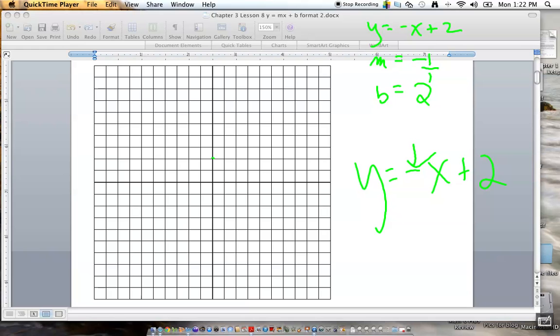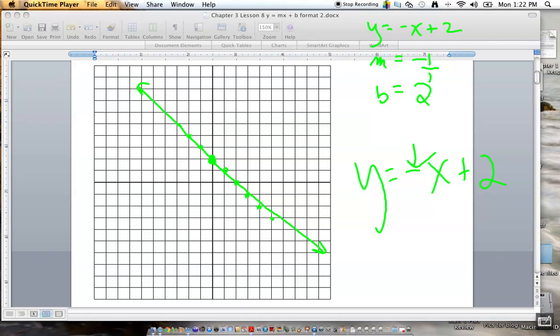That's it. So I go to 2, and I mark 2. How do I move? Everybody, how do I move? Down 1, over 1. Good. Down 1 over 1, down 1 over 1, down 1 over 1, down 1 over 1. And then I always like to do a couple on the other side here. A little off. There we go. There is my line drawn.